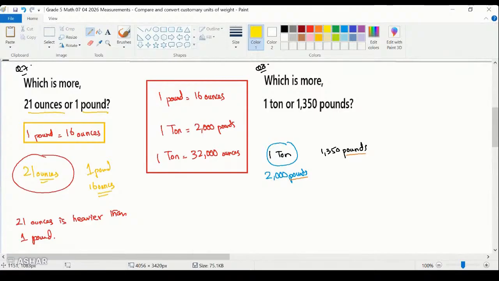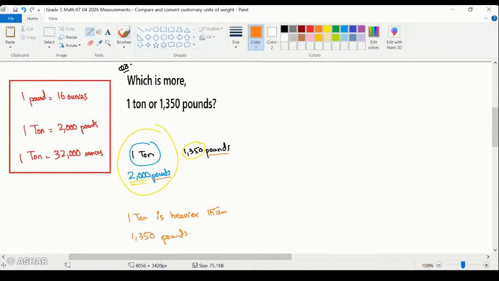Yes. Since this is 2,000, this is only 1,350. So we can say that 1 ton is heavier than 1,350 pounds. Okay? Let's try another example with smaller values.